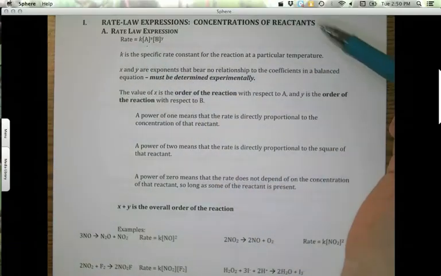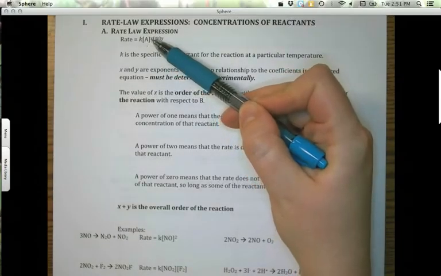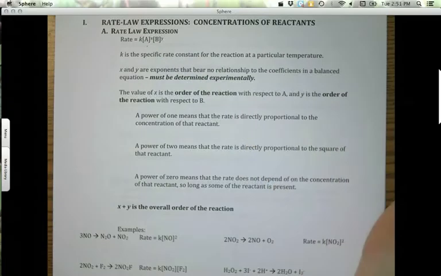x and y are exponents. They don't have any relationship to the coefficients in the balanced equation. They have to be determined by experiment. But we call those the order of the reaction. So since x is with A, x is the order of the reaction with respect to A, and y is the order of the reaction with respect to B.